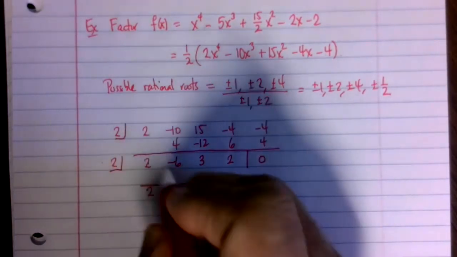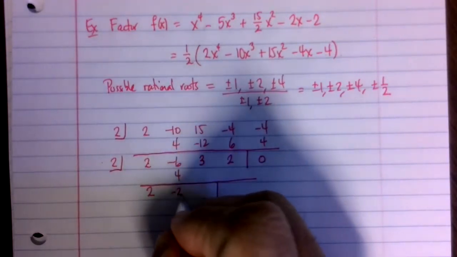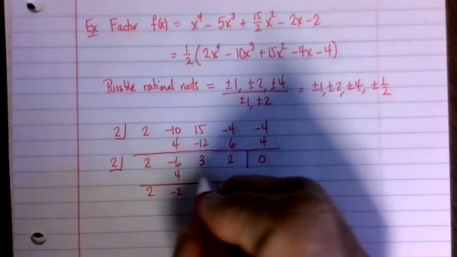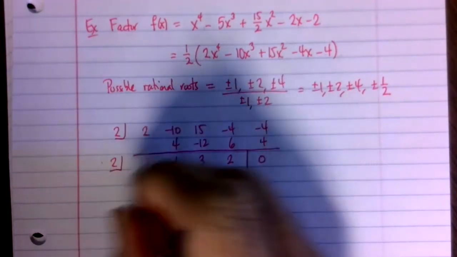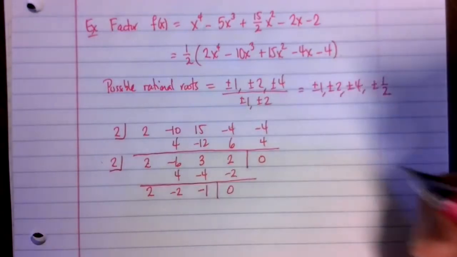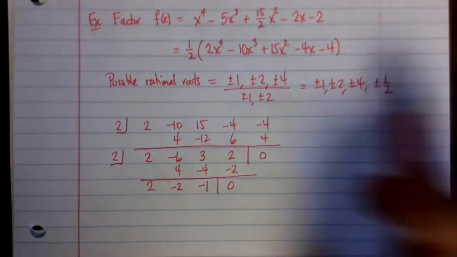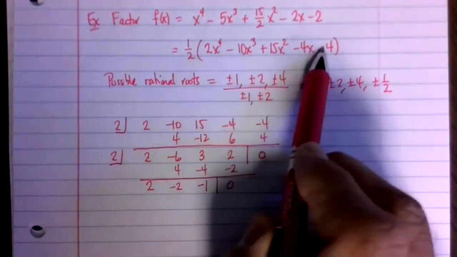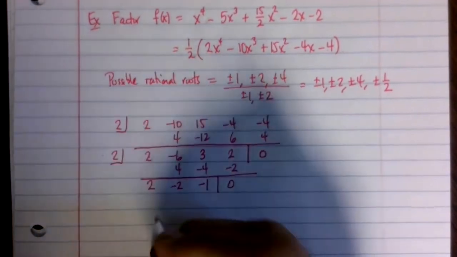So 2 times 2 is 4. Negative 6 plus 4 is negative 2. Negative 2 times 2 is negative 4. 3 plus negative 4 is negative 1. Negative 1 times 2 is negative 2. And lo and behold, it works a second time. So while we could have plugged in 2 into this equation to see that it was a root, we have to use synthetic division to see if it's a double root.